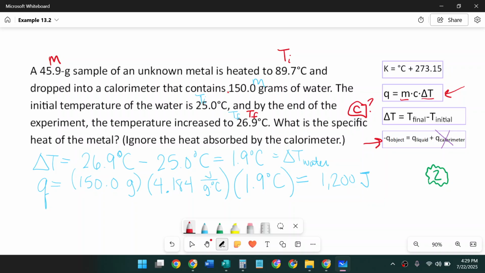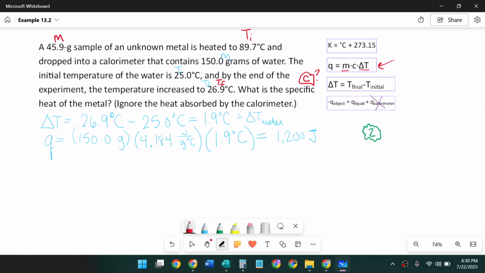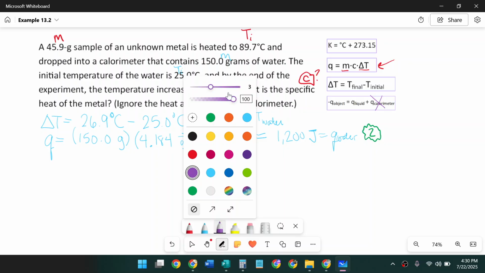Or if we weren't supposed to ignore the calorimeter, we would need the Q for two of the things to find the Q for the third thing. Okay, so let's scoot this up just a little bit. So we now have Q, and that's Q for our water, or Q for our liquid.